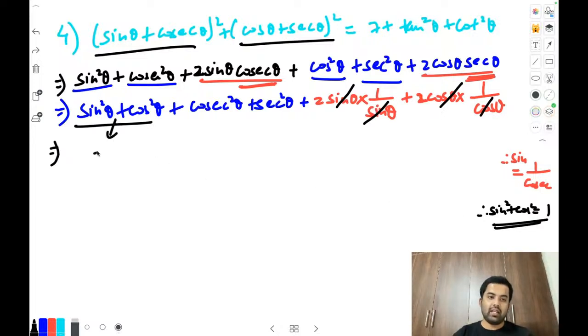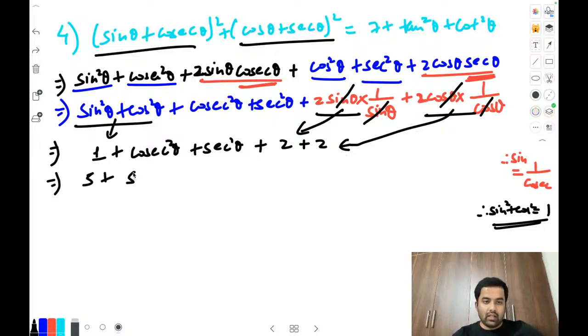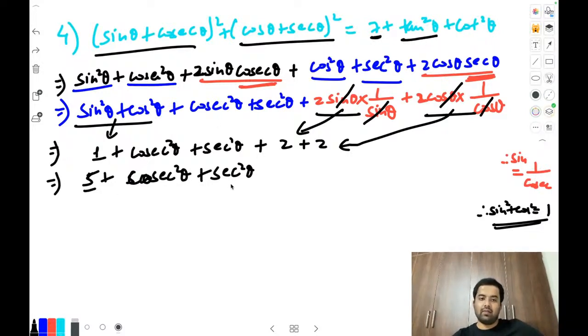So in place of this we can keep 1 plus cosec square theta plus sec square theta plus 2 plus 2. Okay, this is the value here. Now add all the numbers. Adding, we will get 5 and cosec square theta plus sec square theta. Okay, at least till here it is okay, but we need 7, and here we are having a 5. We need tan, here we are having sec, we need cot, we are having cosec.